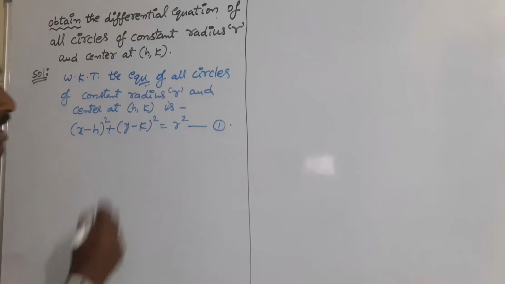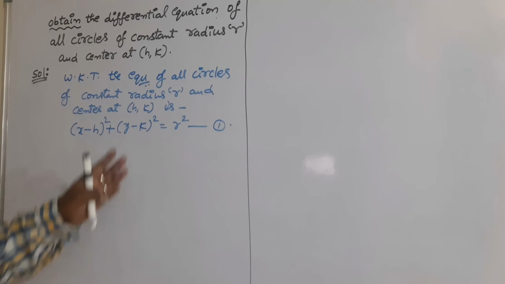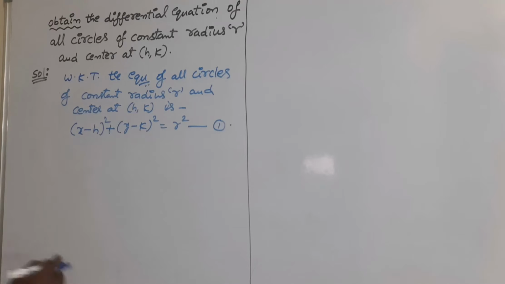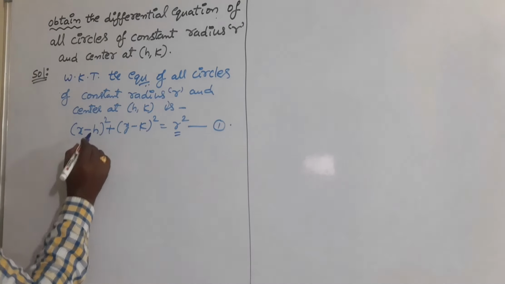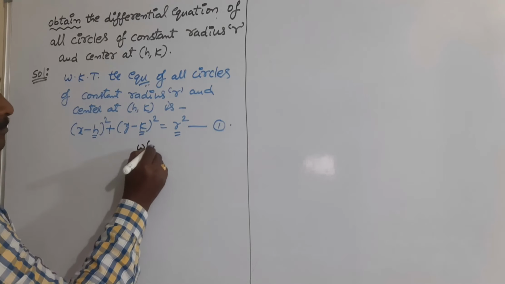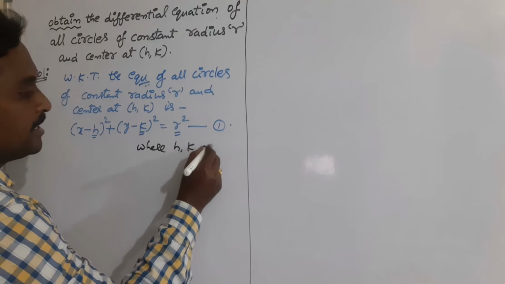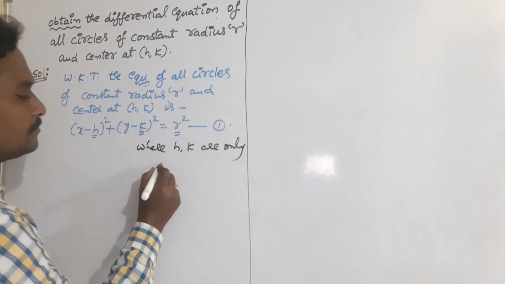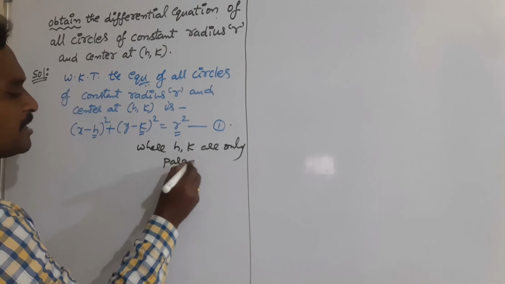Take it as equation number 1. Okay, this is the family of circles with center at h comma k with the fixed constant radius small r. Here the radius is a fixed constant, that's why h comma k are the only arbitrary constants. So two arbitrary constants are involved. By giving different values for h and k, you will get different circles in this system. Okay, don't forget it. Where h comma k are the only parameters, otherwise arbitrary constants.